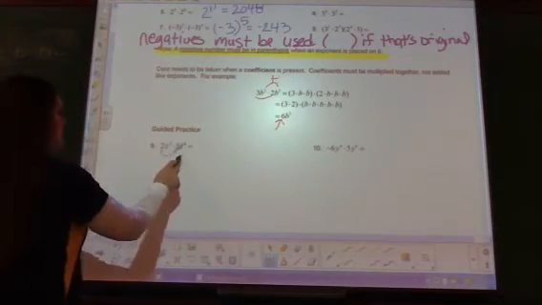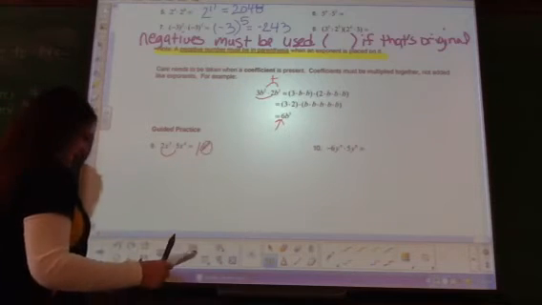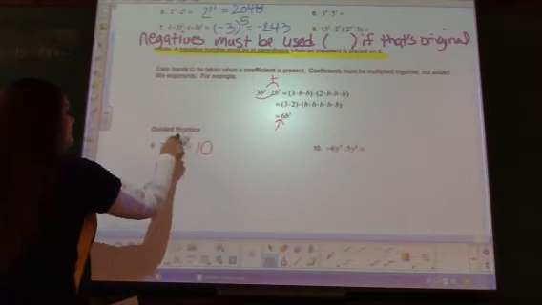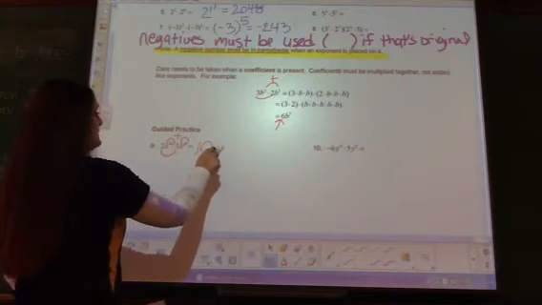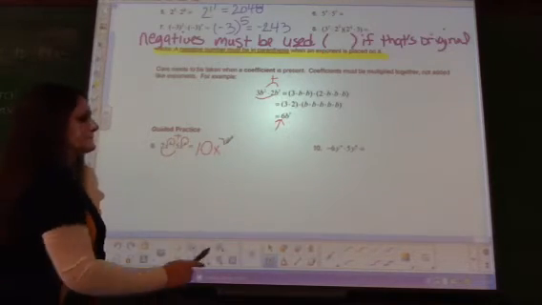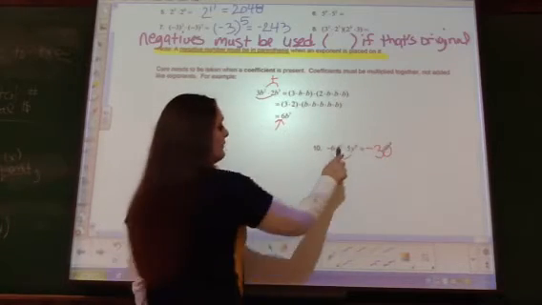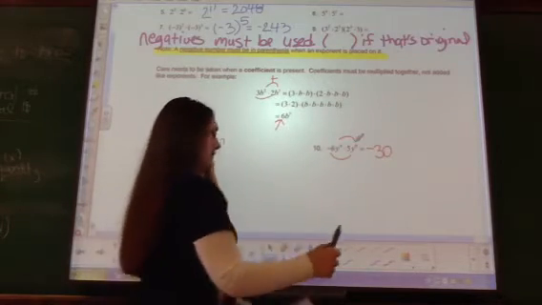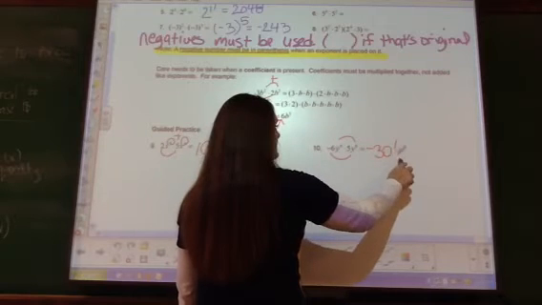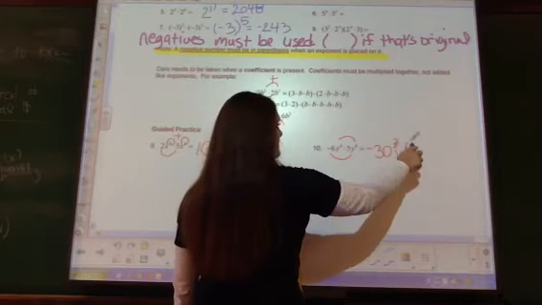If we look at our practice here, 5 times 2 is 10. 3 plus 7. 3 plus 4 is 7. Here, negative 6 times 5 is negative 30. If we add our exponents, we have 4 and 8, which gives us y to the 12th.